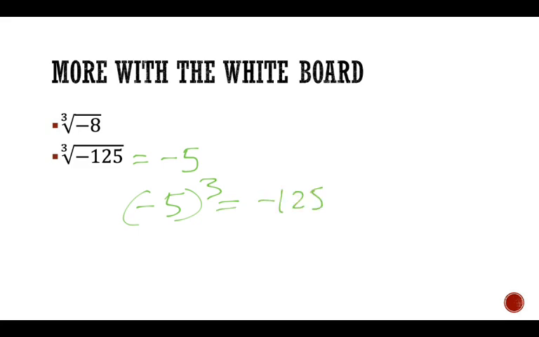We got -5 because -5 to the 3rd power is -125. So when I cube something, if I cube a negative, does it stay a negative? Yes. When I square a negative, does it stay a negative? No, it turns to positive. Okay. All right. But when I cube, it stays a negative.